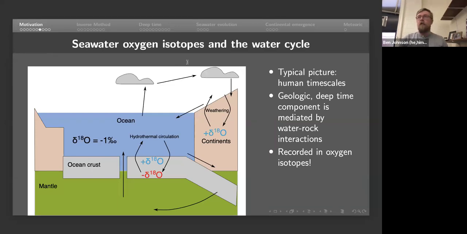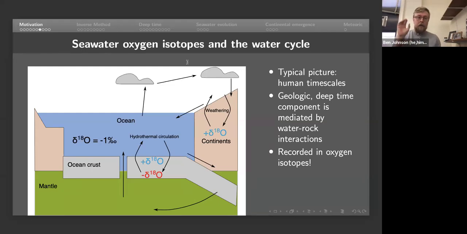And so this tends to take oxygen-18 out of meteoric water, rivers, and groundwater, and sequester it in alteration minerals in the crust. So the continents are a sink for oxygen-18. The other major interaction here is hydrothermal circulation of seawater through the oceanic crust. And this has two effects on the isotope value of seawater.